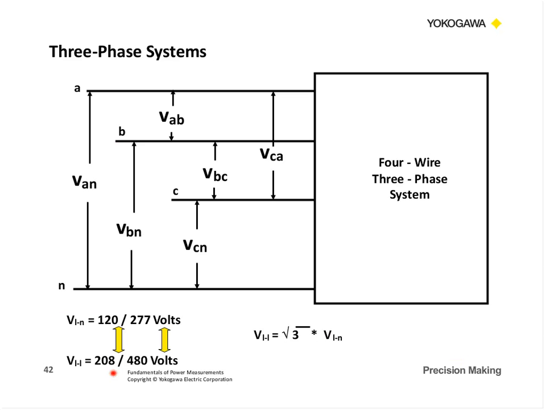Now these voltages typically in our distribution system, the line-to-neutral voltages are typically 120 or 277. The line-to-line is going to be higher, like 208 or 480, and that's where those values come from. Now the line-to-line voltage measurement is going to be the square root of 3 times the line-to-neutral value. Now this is for sine wave balanced conditions.